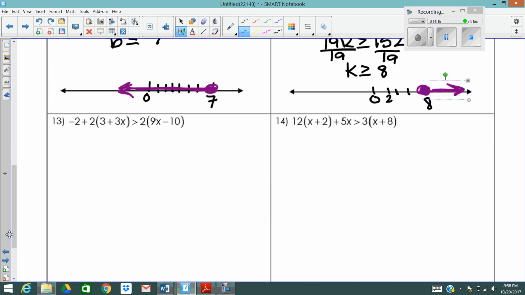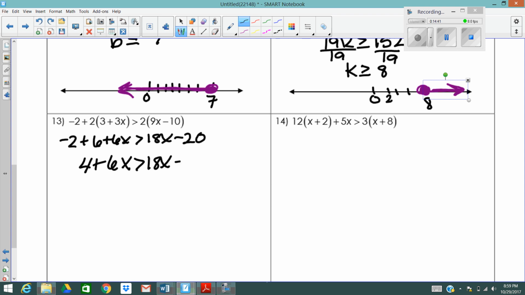2 more, and then you'll have the rest of the period to work on your homework. All right, number 13. Negative 2 plus, let's distribute that 2, so we get 6 plus 6x is greater than, let's distribute that 2, 18x minus 20. Combine like terms, so I get 4 plus 6x is greater than 18x minus 20.